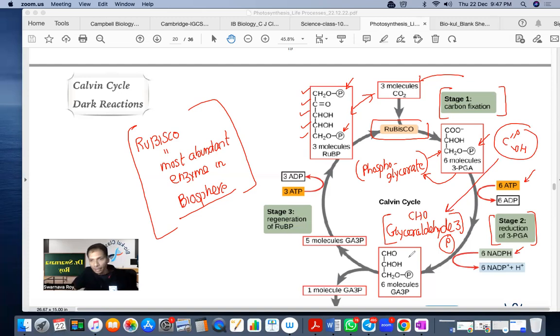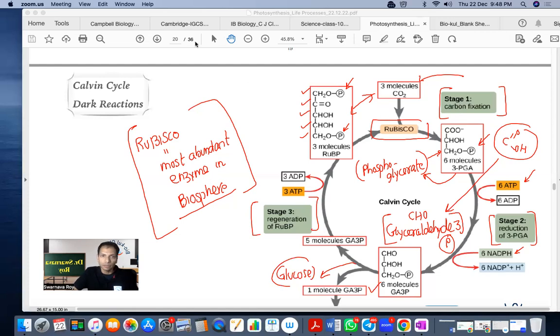This is a reduction. So this GA3P, we'll see that 6 molecules of GA3P are formed. Out of that, 1 GA3P comes out of the Calvin cycle. It comes out of the Calvin cycle and it forms glucose. This ultimately forms glucose. This is the glucose that is made during the photosynthesis reaction. The 5 GA3P, the remaining 5, they are actually regenerated. So this third step is called regeneration of RUBP. So they are regenerated to form ribulose bisphosphate.